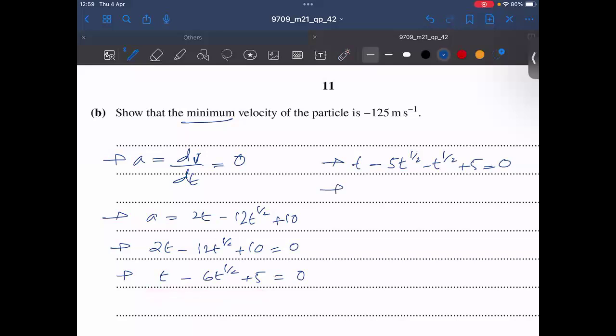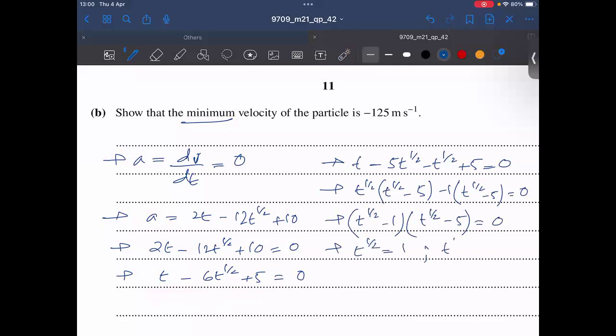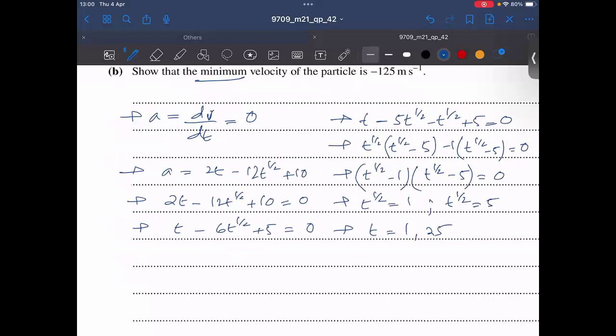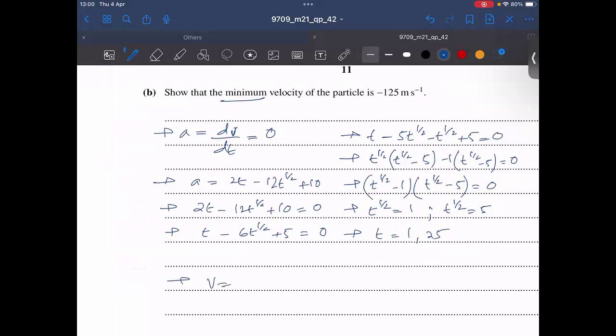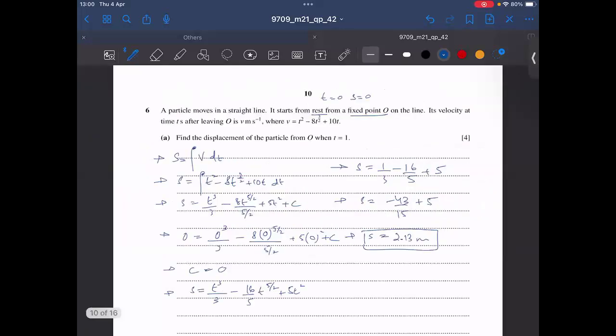directly. So it's going to be t to the power of half minus 5, minus 1, t to the power of half minus 5 equal to 0. So t to the power of half minus 1, t to the power of half minus 5 equal to 0. So I have t to the power of half equals 1, t to the power of half is equal to 5. So let's take the square on both, t equals 1 and 25. So at 1 and 25, the velocity is minimum. So I'm going to substitute the value of t into the equation of velocity.